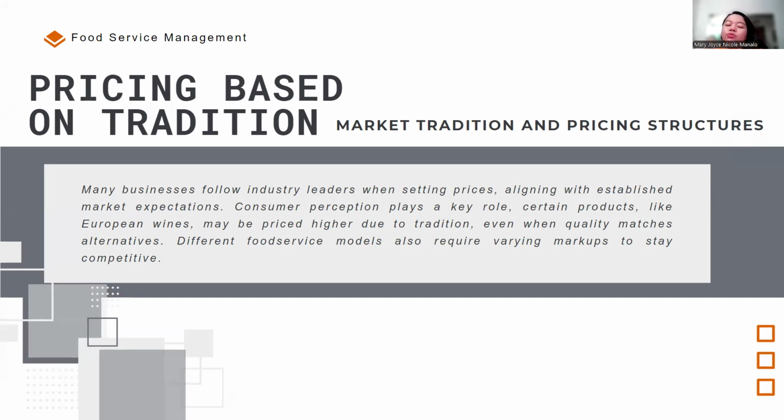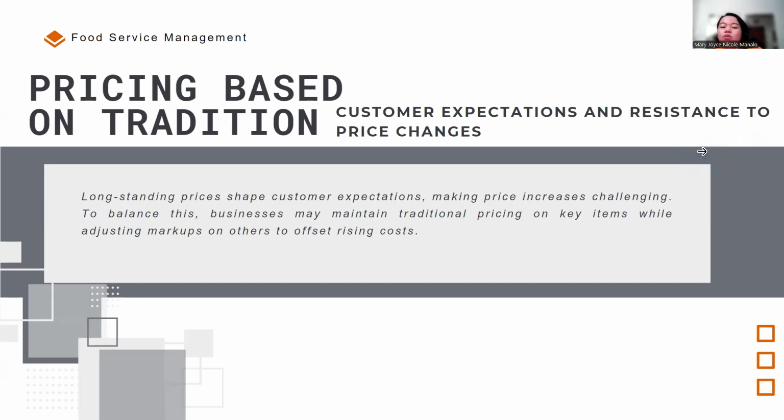Consumers' perception plays a crucial role. For example, customers may expect European wines to be more expensive than Californian wines, even when quality is comparable. Different food service models require different markups to maintain profitability. Prices that remain consistent over time can become ingrained in customer expectations. Businesses often face resistance when increasing prices, so they opt to keep prices stable on key items while adjusting markups elsewhere.